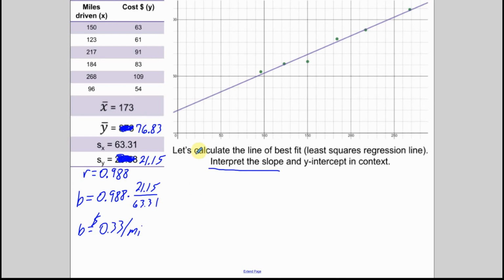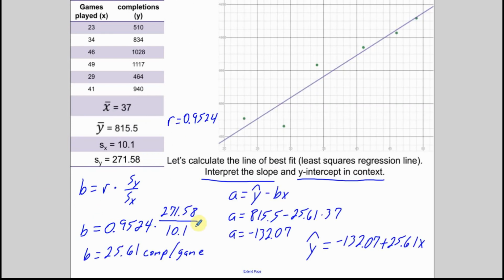Now we want to find the y-intercept. Now if I look at this graph, my y-intercept looks like it's pretty close to 20. I don't think we could see it on the previous one, but here I can get a pretty good estimate because I can visually see it. So I'm expecting something around 20, but let's go ahead and calculate it. So you guys take a moment and calculate it. All right, so we're going to go back. We're going to use a equals y hat minus bx.